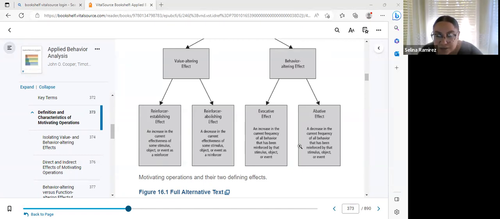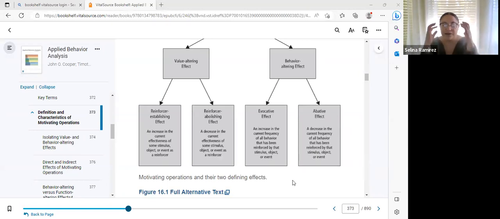Okay, so basically we're reinforcing it, right? We're reinforcing it a lot, frequently, to increase that behavior. And then abative effect is a decrease in the current frequency of all behavior that has been reinforced by that stimulus, object, or event. Okay, so no longer providing it that reinforcement.